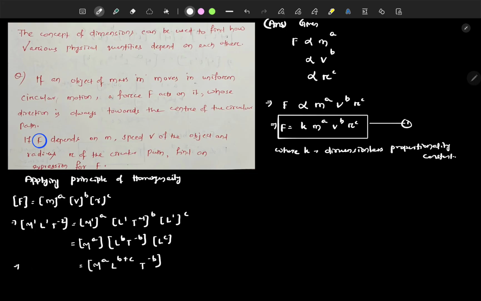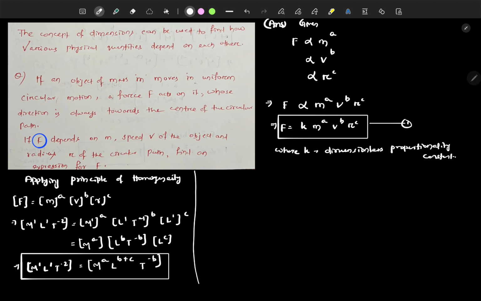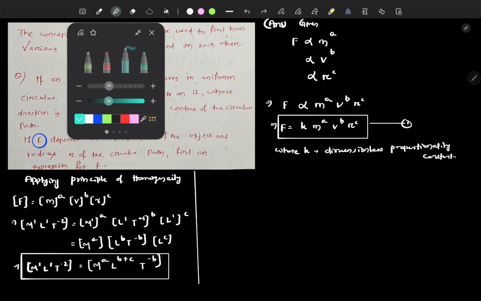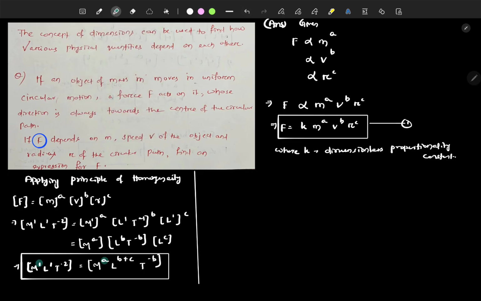So in LHS it is written m power 1 L power 1 t power minus 2. Okay, now we have to compare both sides. Comparing both sides, we will get a power 1, a power 1, so a is equal to 1. Comparing, we get the value of a is 1.